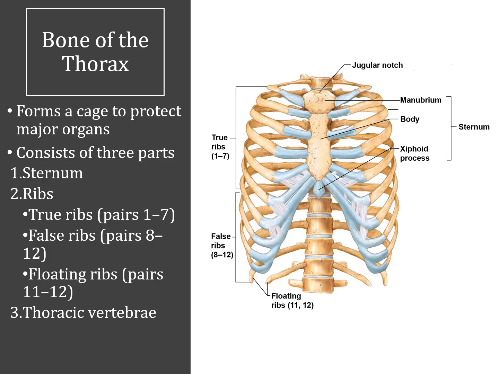We have 7 true ribs. True ribs actually connect directly to the sternum with cartilage. I'm going to write on it in a second. Right here, that makes these ones true ribs. These are the first 7. And then you have the next pairs, 8 through 12.